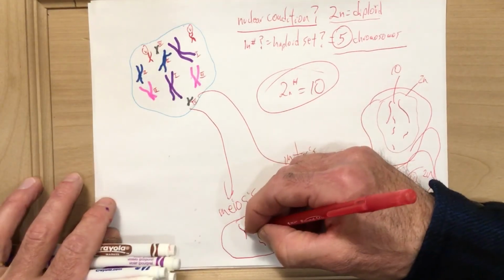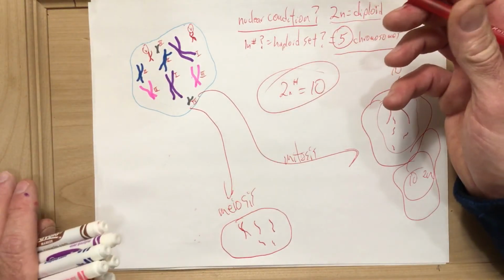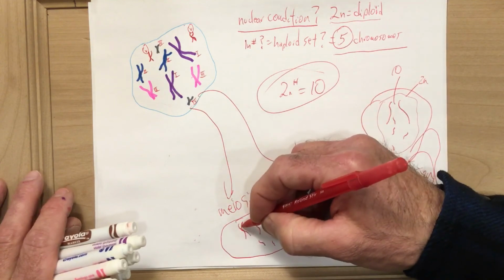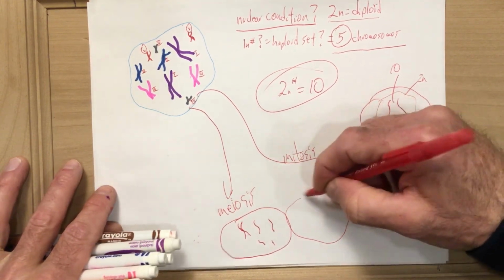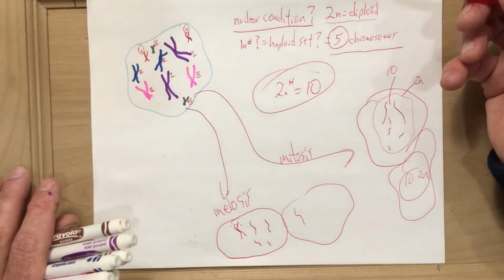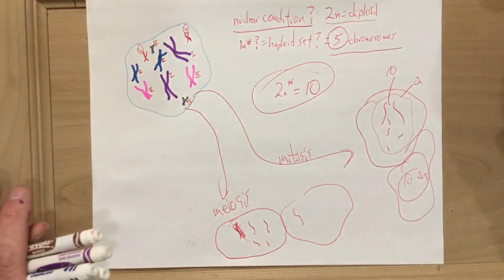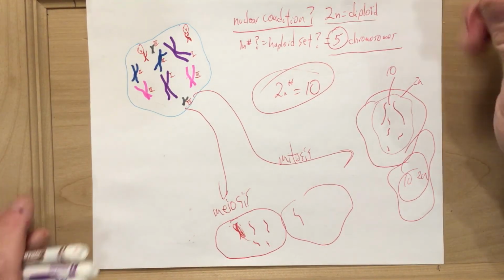Okay? Don't put X's, because that means they didn't finish. This thing didn't finish. Those other X's, the other half of that, the other chromatid, it's over here in another cell. All right? So I hope that helped.